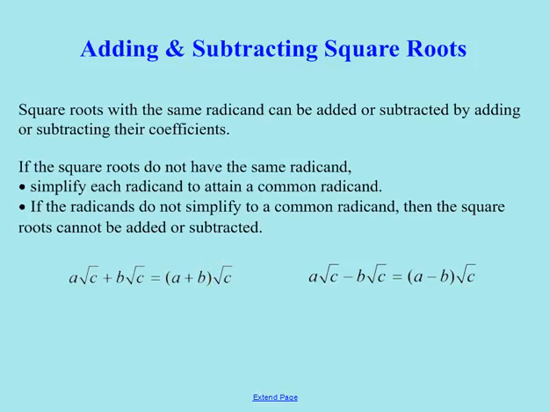If it's a subtraction problem, the process is the same. We have the common radicands, so we can subtract our coefficients, a and b. So we end up with a minus b, and we keep the common radicand, the square root of c.